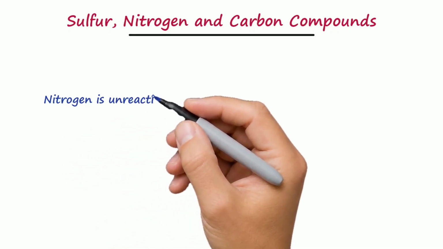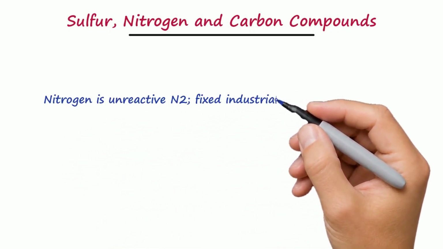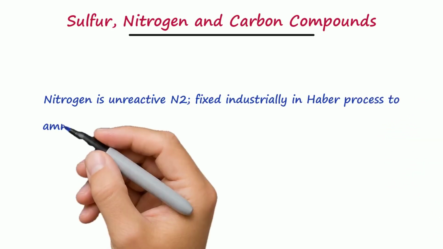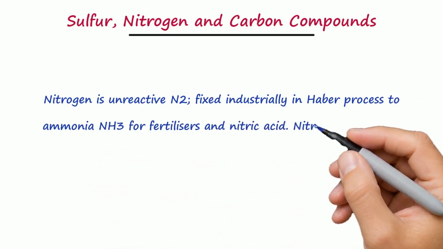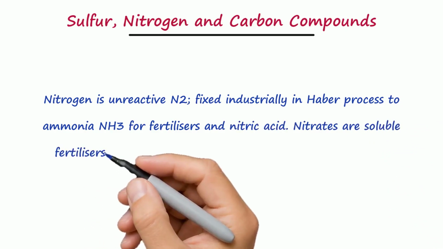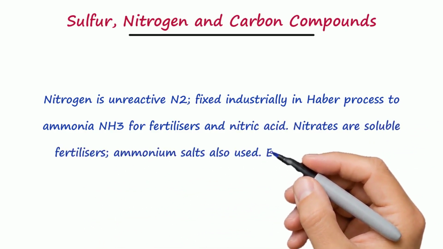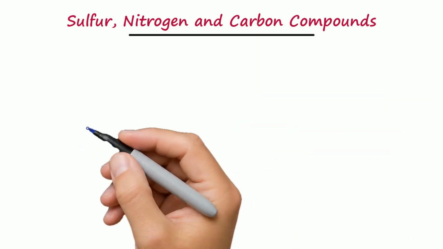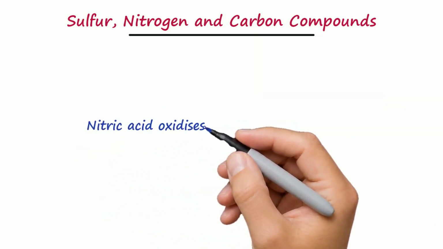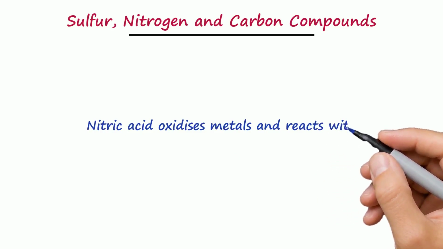Nitrogen is unreactive N2, fixed industrially in the Haber process to ammonia NH3 for fertilizers and nitric acid. Nitrates are soluble fertilizers. Ammonium salts are also used. Excess fertilizer causes eutrophication. Nitric acid oxidizes metals and reacts with bases and carbonates.